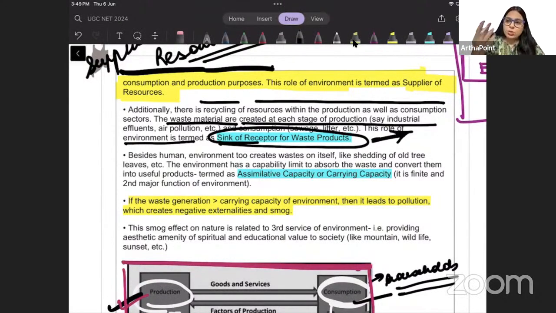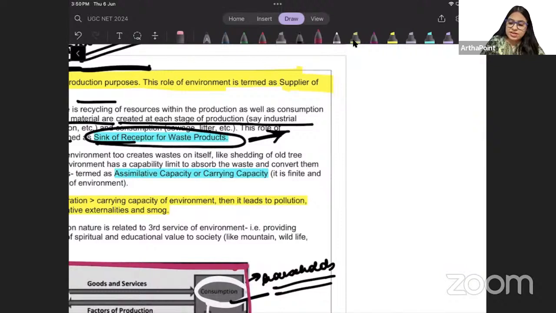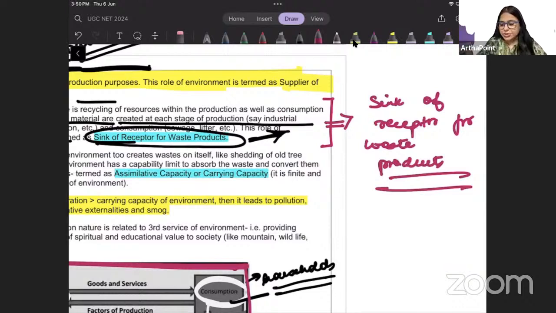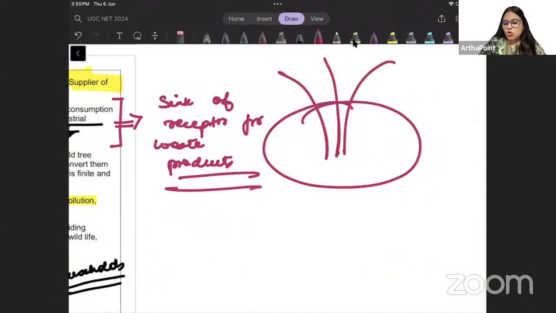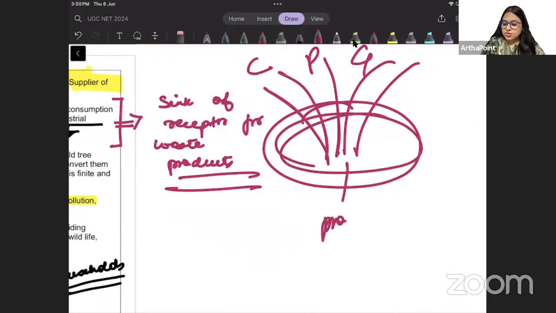So when we give this waste to the environment, we expect that the environment will process that waste by itself, will sink in that waste, right? The environment will take that waste, right? So that role of the environment, when the environment just takes in that waste, is called, beta, sink or receptor for waste products. Right? A sink is created where the environment is just taking all the waste material from consumers, producers, government, from everywhere, and it has to process this waste.